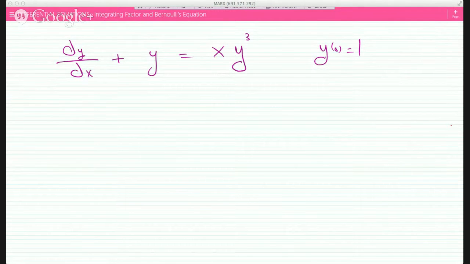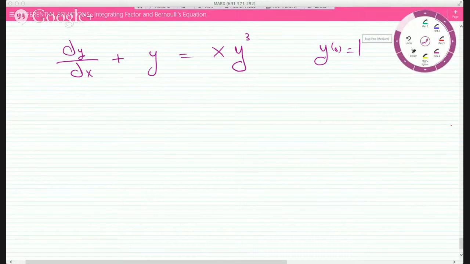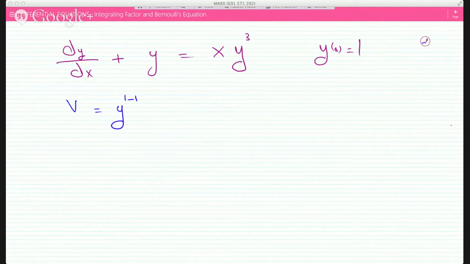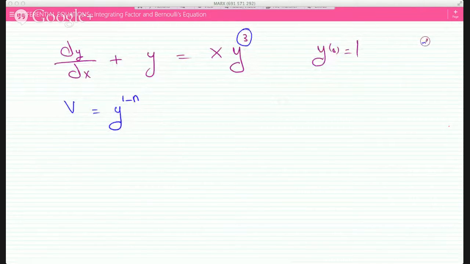Because you have y cubed in this case, you have to reduce it using Bernoulli's transformation to be able to solve this differential equation. You're going to call v equals y to the 1 minus n, and n in this case is the degree of y. So this is n. So n equals 3.